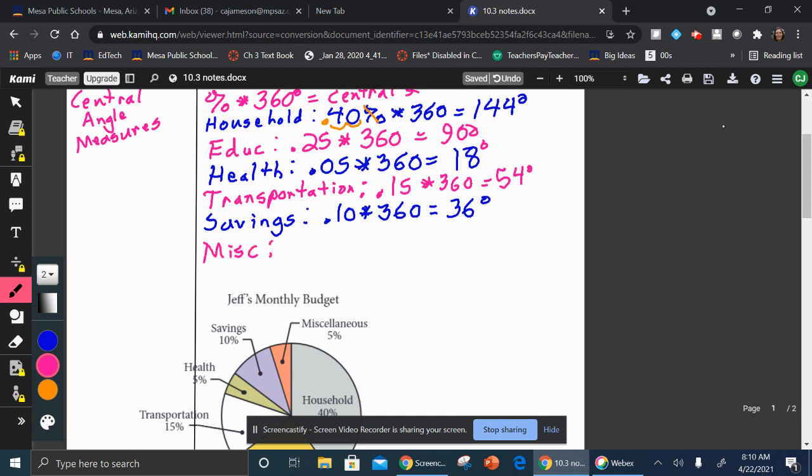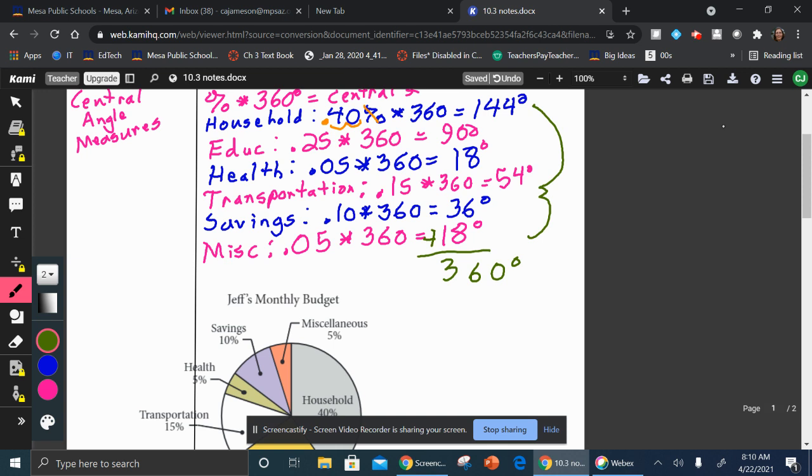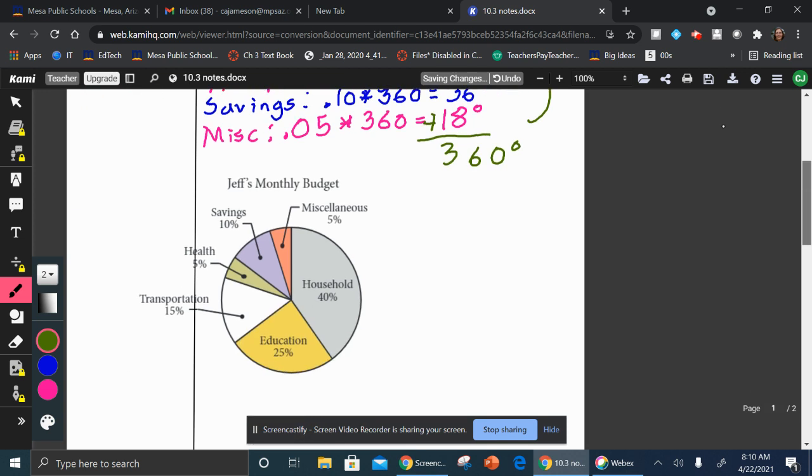So miscellaneous, everybody, just means anything that doesn't go in the other categories. Miscellaneous would be 18 degrees. And everybody, when we add all those degrees together, it'll equal 360. So it'll give us 360 for that.